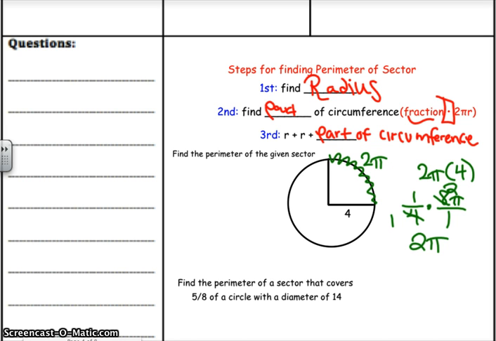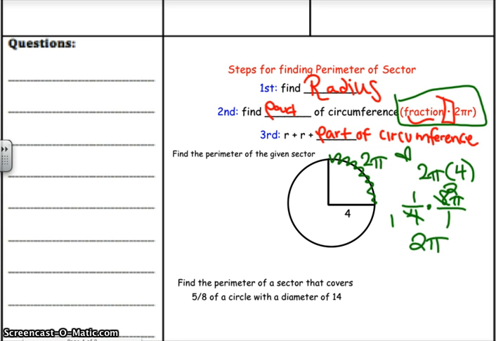Do you see where that came from? So I took my whole circumference, 2 pi r, that's right here, which turned into 8 pi, and then I did this part, the fraction. I took a fourth of it, times the whole amount. So I went 1/4 times 8 pi, which gave me 2 pi.